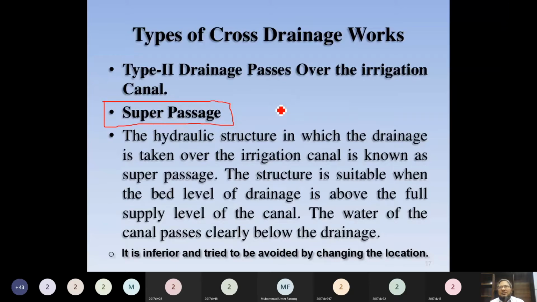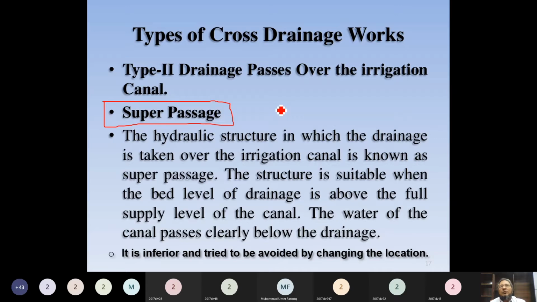What do you mean by Siphon Superpassage? First you should know what a superpassage is. In a superpassage, the canal is crossing below the drainage or river. But in a siphon superpassage, the canal water is again passing below the drainage or river, but the stream bed level, SBL, is slightly lower than the full supply level of the canal. That's why the canal water will flow through siphonic action, and there will be pipe flow. The flow would be under pressure in that barrel.